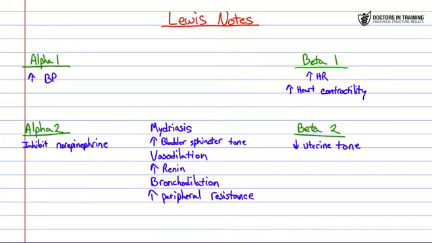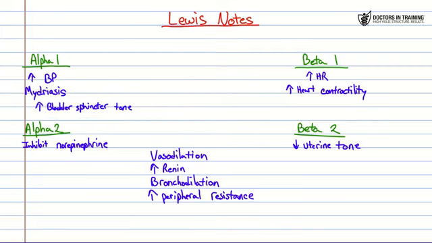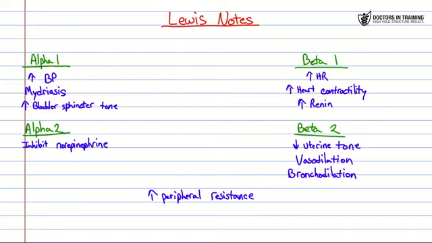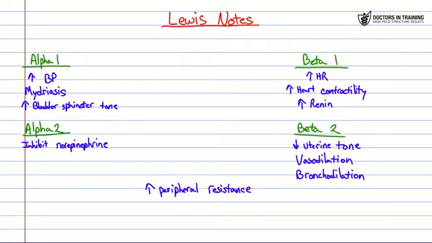Mydriasis, this is another one that's a little bit trickier to remember, but remember, mydriasis is going to go with our alpha-1. Increased bladder sphincter tone, again, alpha-1. And remember, our alpha blockers are going to be going after those. Vasodilation. So vasodilation, it's not dramatic, but you are going to get a little vasodilation with beta-2. Increasing renin, that's going to go with beta-1. Bronchodilation, very important one, probably the most important one to remember is going to be with beta-2 again. And then increasing peripheral resistance, that's going to go along with our alpha-1 over here, and that's why you're going to increase the blood pressure with that.